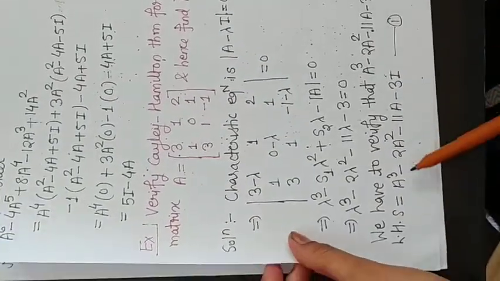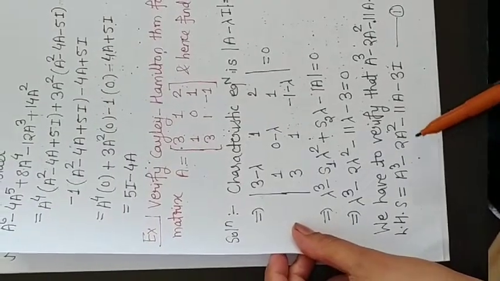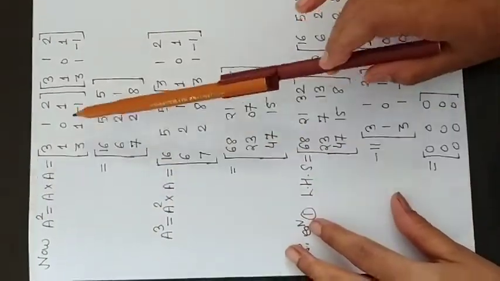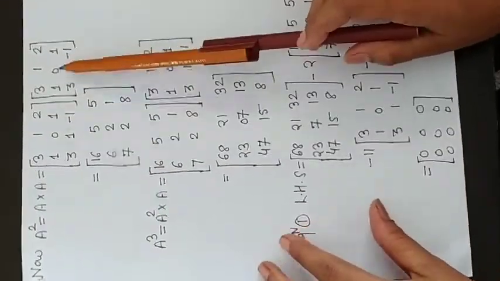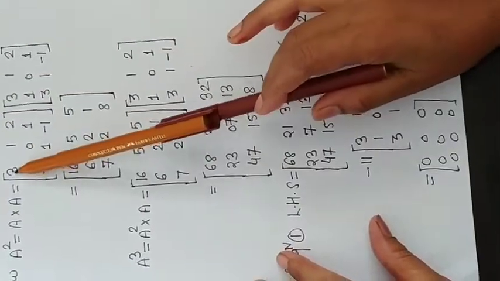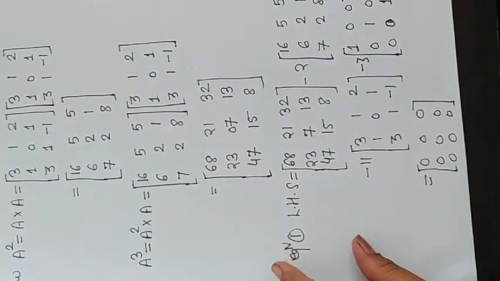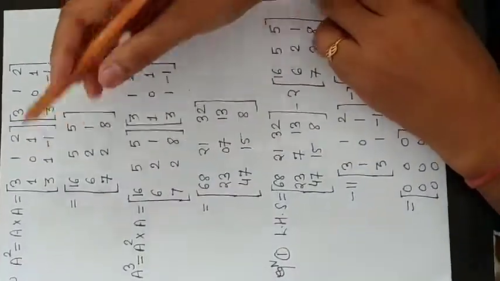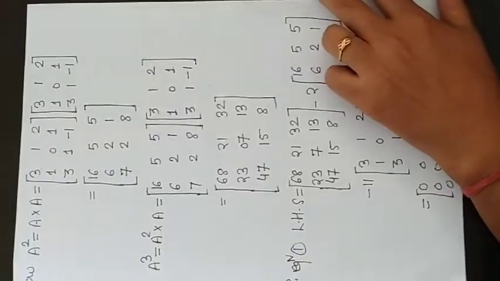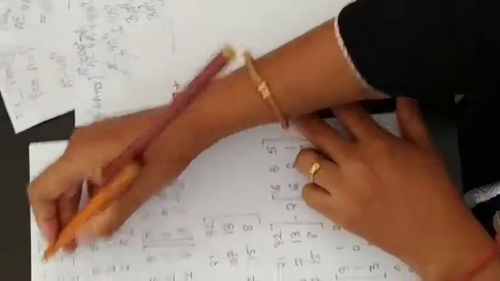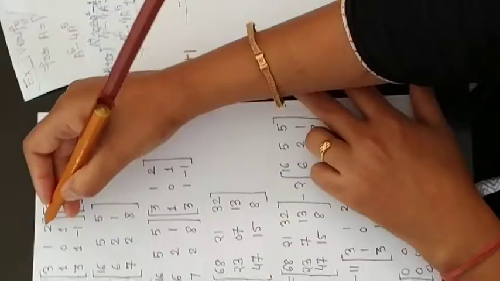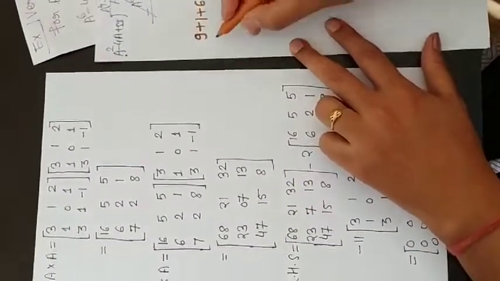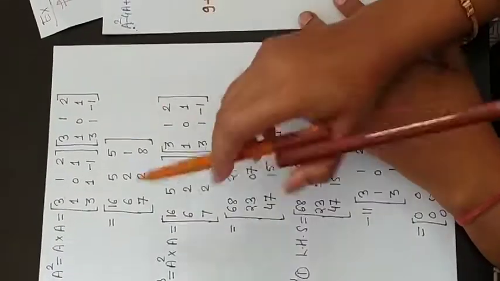Okay, now here we need A cube and A square. So let us find A square and A cube. So A square is A into A, substitute the matrices A, and then multiply. So it is 3 into 3, 9, plus 1 into 1, 1, plus 2 into 3. Multiply the corresponding elements. That is right. So what will be the resultant? It will come out to be 16.